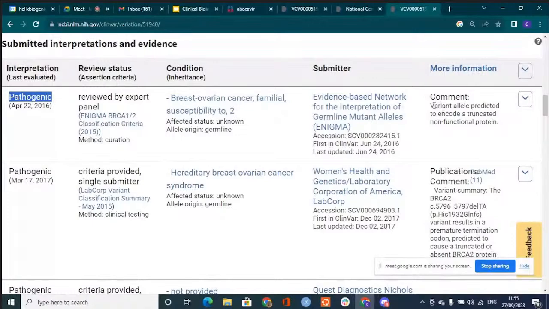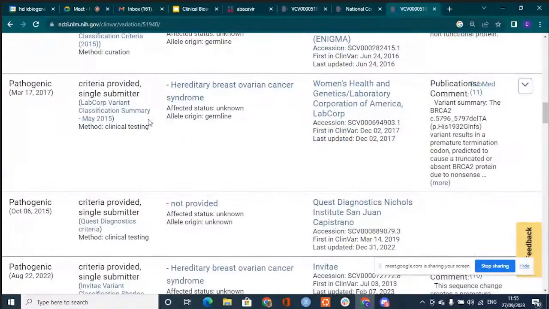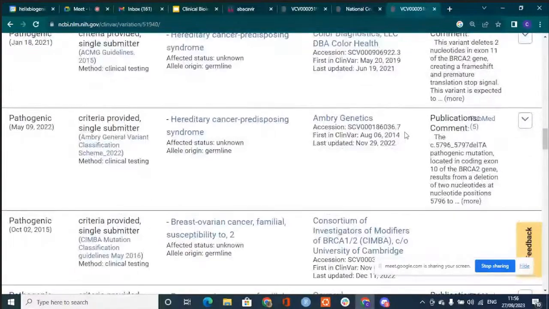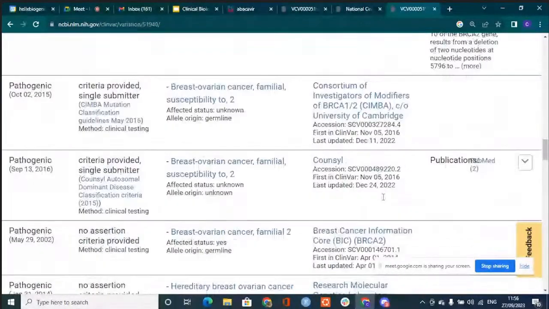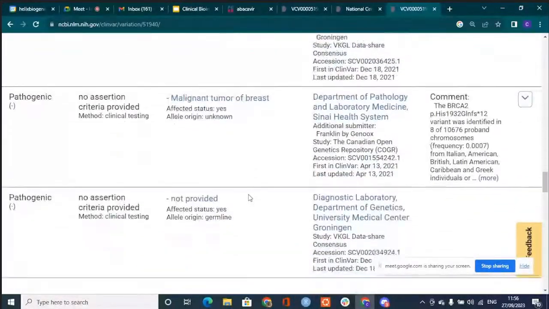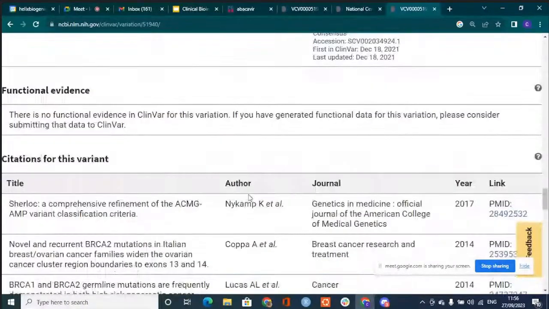So this is the ENIGMA report. You can see some other consortium reports as well, LabCorp, with their own information about that. Everything is boiling down to the same thing, that this is going to predispose a patient to either breast cancer or ovarian cancer. So this is a lot of information. It's pathogenic. Everything is pathogenic. You can see that they are all reporting that it's pathogenic, and some have been reviewed by experts. This has surely been reviewed by experts.